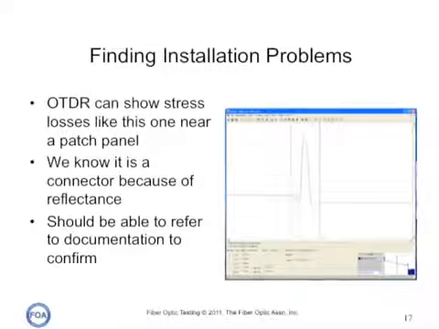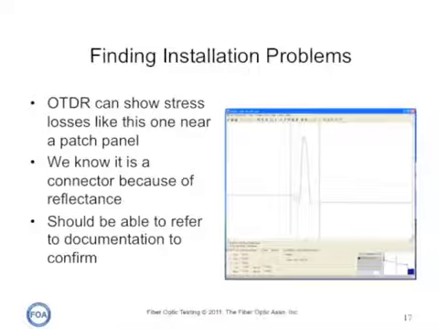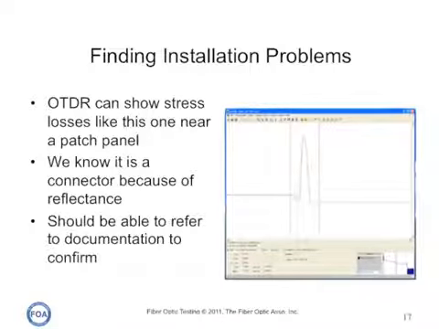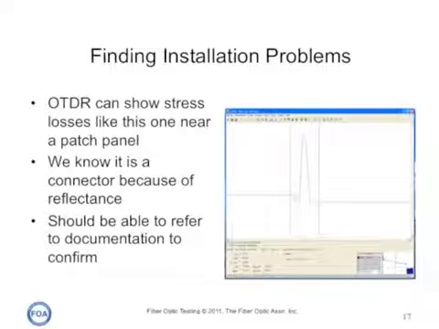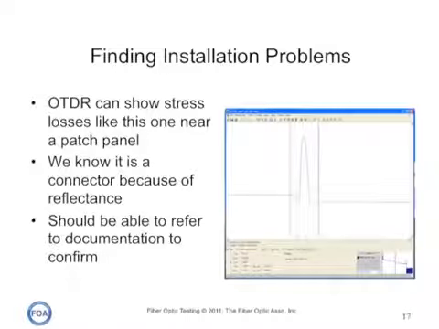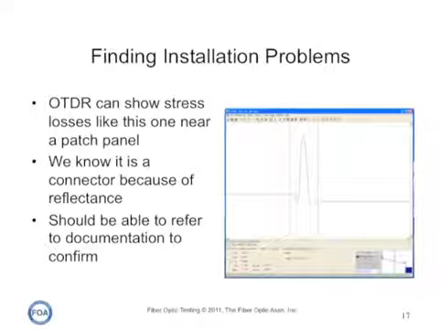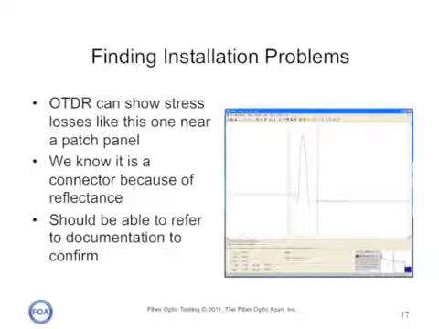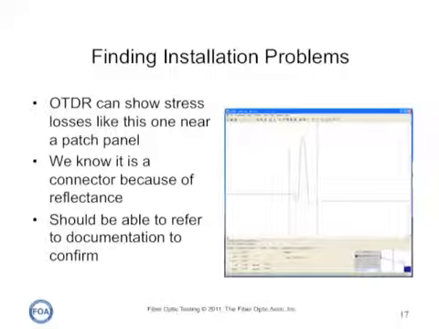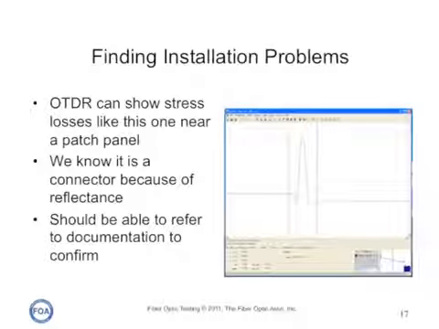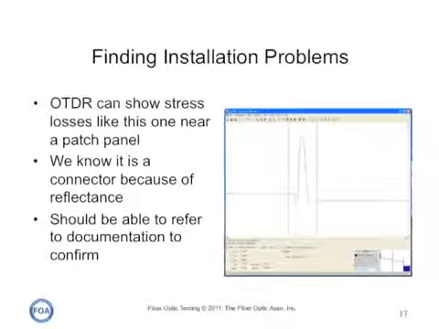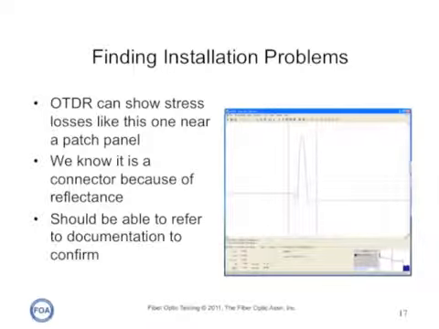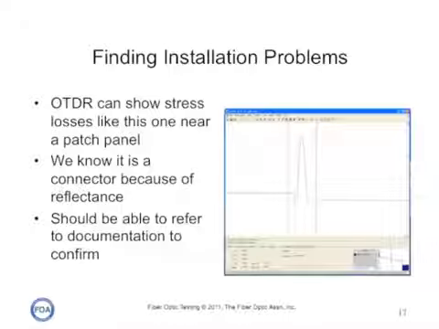There's lots more information in an OTDR trace if we know what to look for. Here, for example, is a connection. It looks like a connection because it's a reflective event, probably in a patch panel. And you can see before the actual reflection, there's a dip in the trace. A dip in the trace indicates loss. In this case, it probably indicates the loss caused by stress to a patch cord or around the end of a cable that leads to the patch panel.